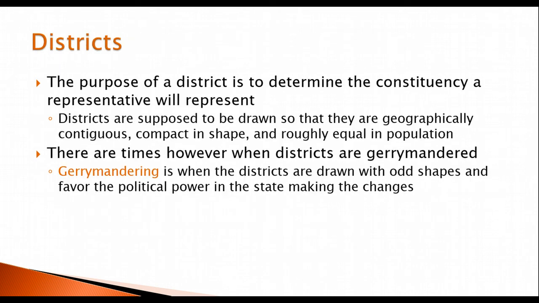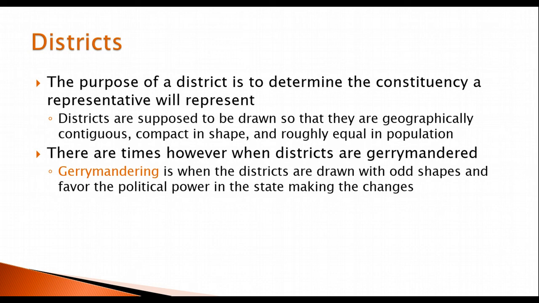The purpose of a district is to determine the constituency a representative will represent. Districts are supposed to be drawn so that they are geographically contiguous, so that they are compact in shape, and that they are roughly equal in population. Okay, so being geographically contiguous means that all of the lines touch. It's not like you've got a little bit here on one part of the state and a little bit here on the other part of the state. So they have to be one continuous mass.